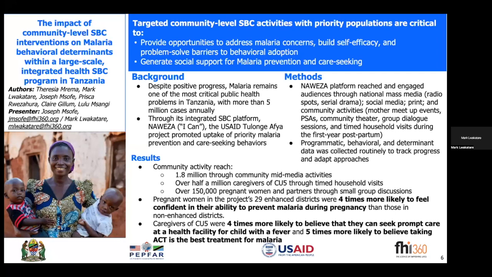Another area that we saw improvement or impact was caregivers of under 5 children were 4 times more likely to believe that they can seek prompt care at the health facility for a child with a fever, because during our formative research activities, when we were developing interventions for the project, we kept on hearing that women or caregivers don't seek prompt care for their child when they have a fever. They wait for at least another day or 2 days to seek care, because they believe they can manage the symptoms themselves. So this was a very big impact.